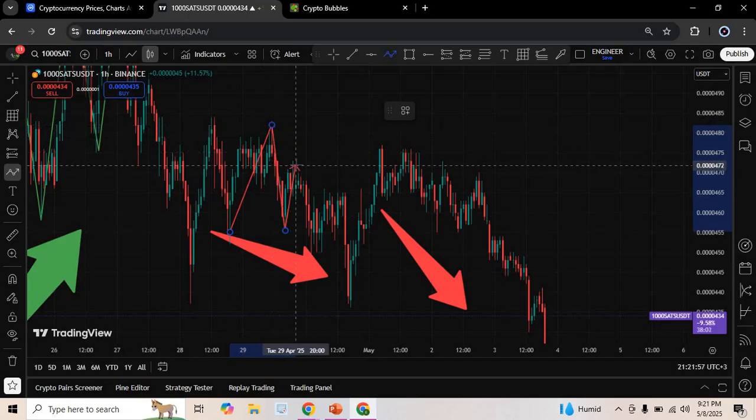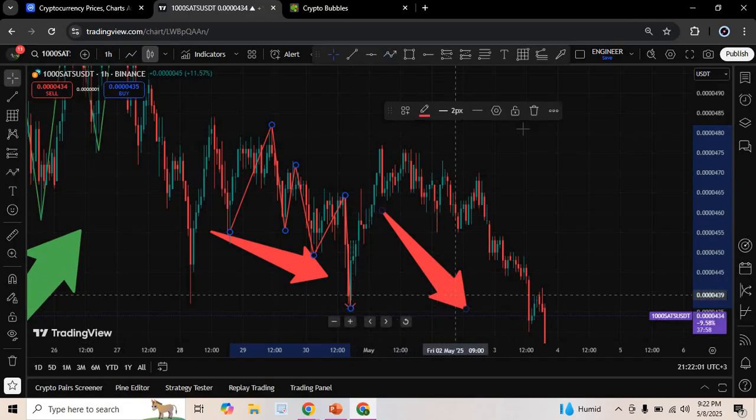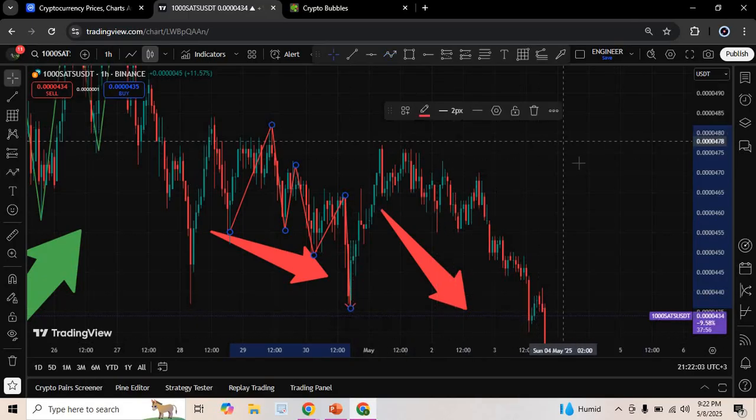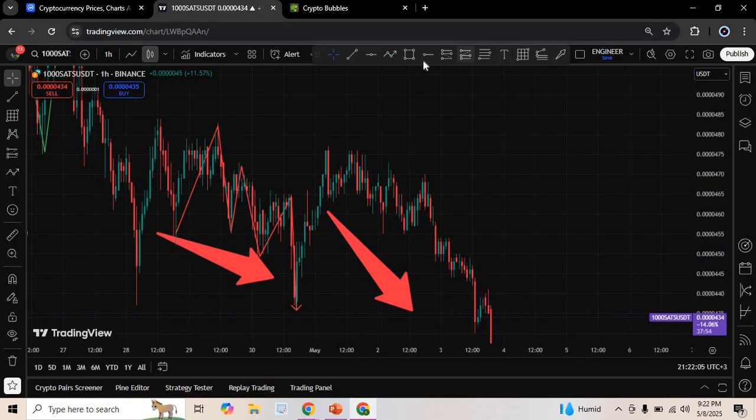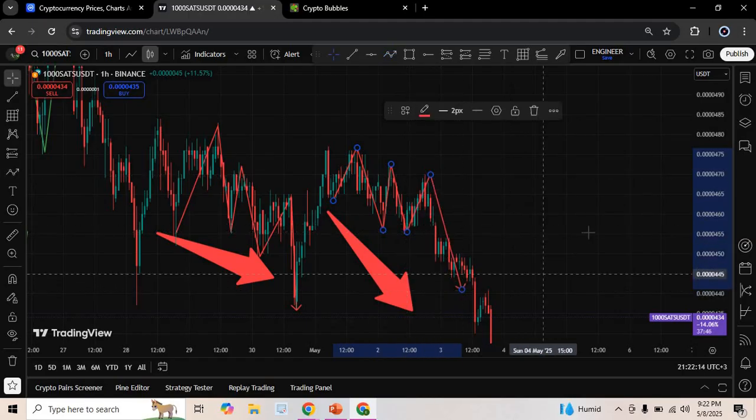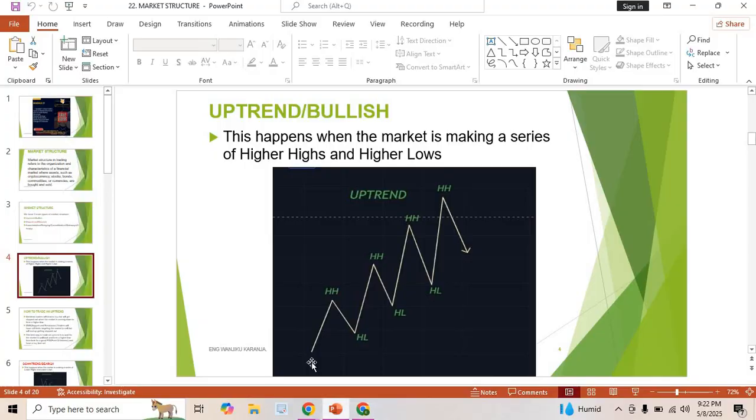And you can see that clearly from this part right here, up to that point. Lower highs and lower lows. The same thing right here. You can see that being shown like that, like that, like that. A series of lower highs and lower lows. Coming back to my slides, this is basically what was being explained right here.